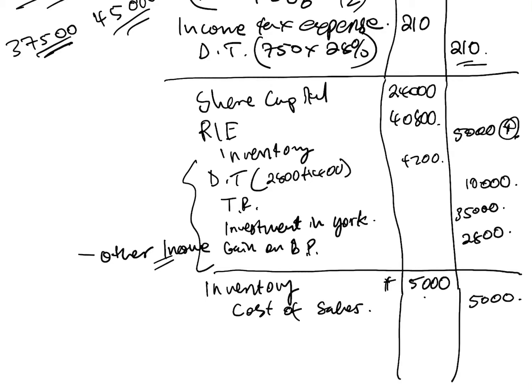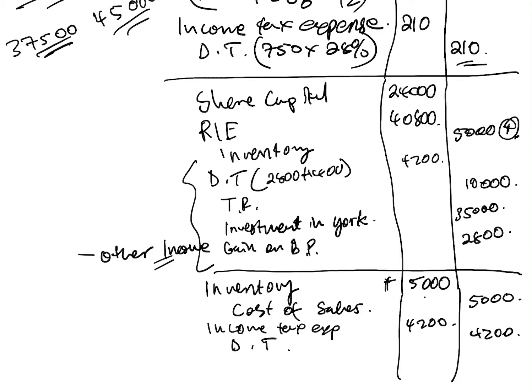Then we move on to the next one. Let's debit our income tax expense 4,200, then credit our deferred tax 4.2.